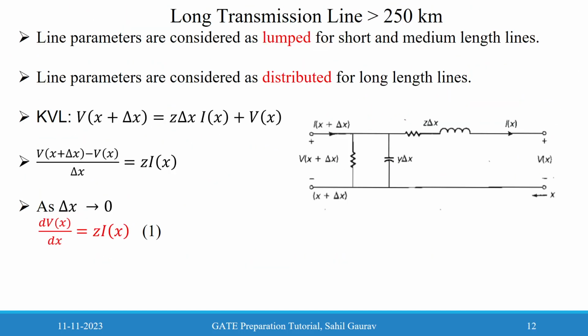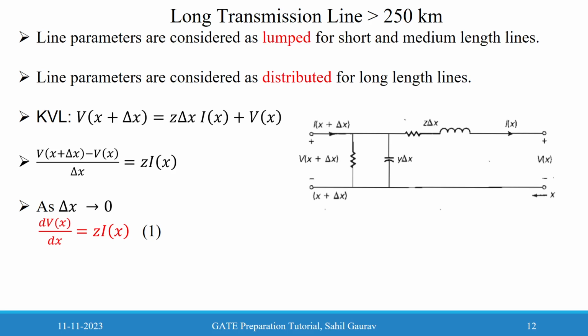Now we are coming to long transmission line. What have we considered? We have considered that in short and medium length transmission lines, the parameters are lumped. That is, resistance and inductance are lumped. They are not distributed throughout the line. In short transmission line, we have neglected the admittance of the line. While in medium transmission line, we have considered the admittance of the line at each end of the line, which is half of the total value.